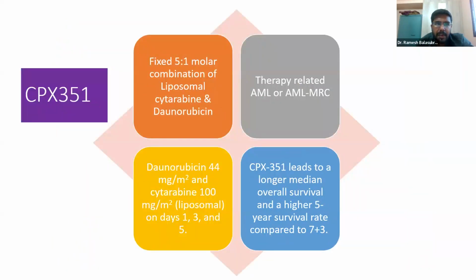Next, we have the CPX351. This is a fixed 5:1 molar combination of liposomal cytarabine and daunorubicin. Here daunorubicin is 44 milligram per meter square, and cytarabine is 100 milligram per meter square liposomal, given on days 1, 3, and 5. This leads to longer median overall survival and a higher 5-year survival rate compared to 7+3 in patients with therapy-related AML or AML with MDS-related changes.